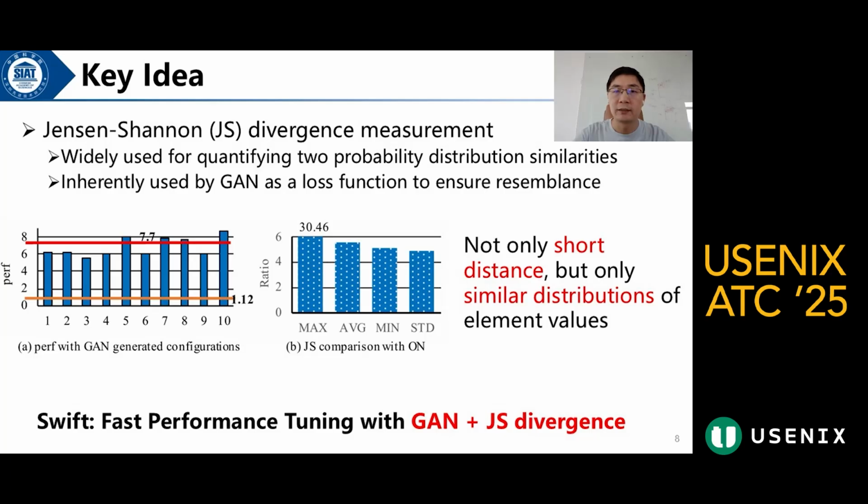Therefore, we have proposed Swift. The key idea is to utilize GAN and Jensen-Shannon divergence to generate configurations, which ensures not only short distances of vectors, but also similar distributions of element values. Figure A shows that all GAN-generated configurations have performance close to that of the real configurations. Figure B illustrates the distribution of Jensen-Shannon generated configurations. It's much closer to the real configuration than one-neighborhood generated ones.